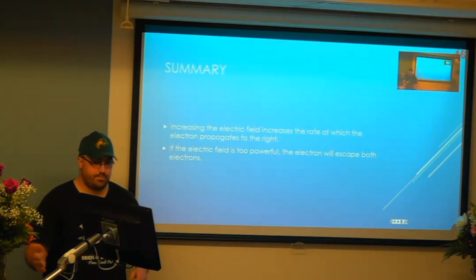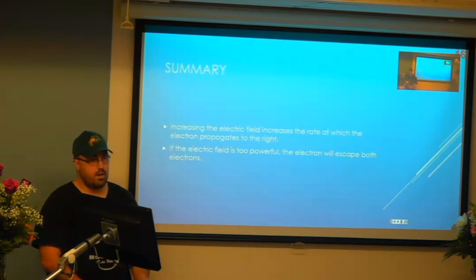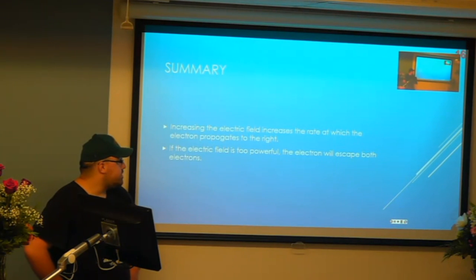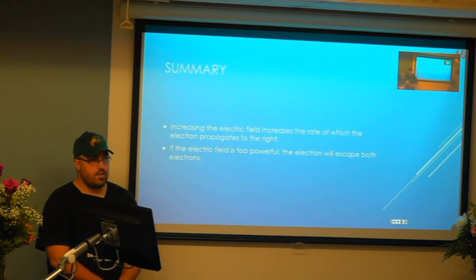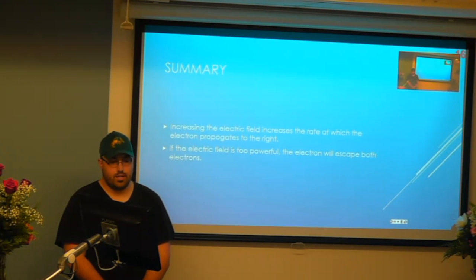And so, in summary, increasing the electric field increases the rate at which the electron propagates, and if the electric field is too powerful, it'll escape and go to the side. This was just sort of a general example of how an electric field affects an electron, and it can be applied to a variety of situations.